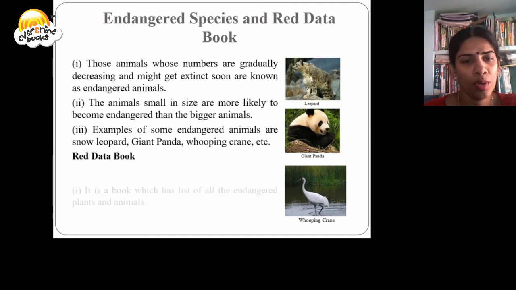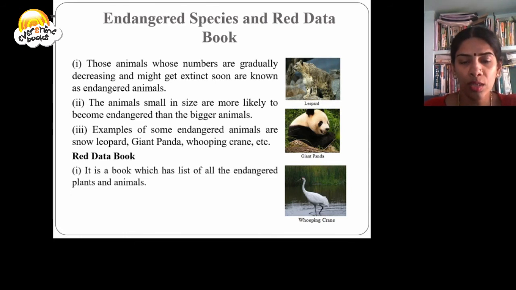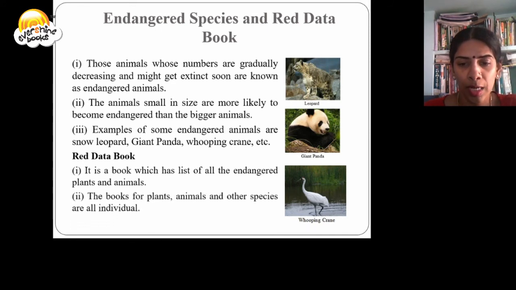Red Data Book. It is a book which has a list of all endangered species, that is plants and animals. The books for the plants, animals and other species are all individual.